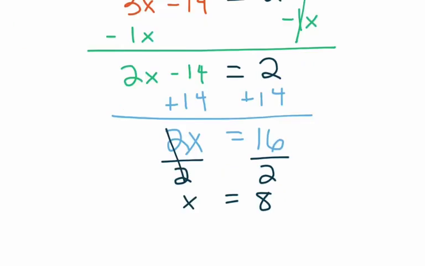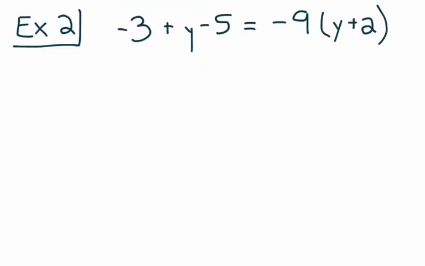So again, for this problem, we got x equals 8. Let's take a look at a couple more where we are going to have to distribute, then combine like terms before we can actually solve. For our second example, we have negative 3 plus y minus 5 is equal to negative 9 times the quantity y plus 2. We can see that both sides require some simplification. We need to simplify both sides.